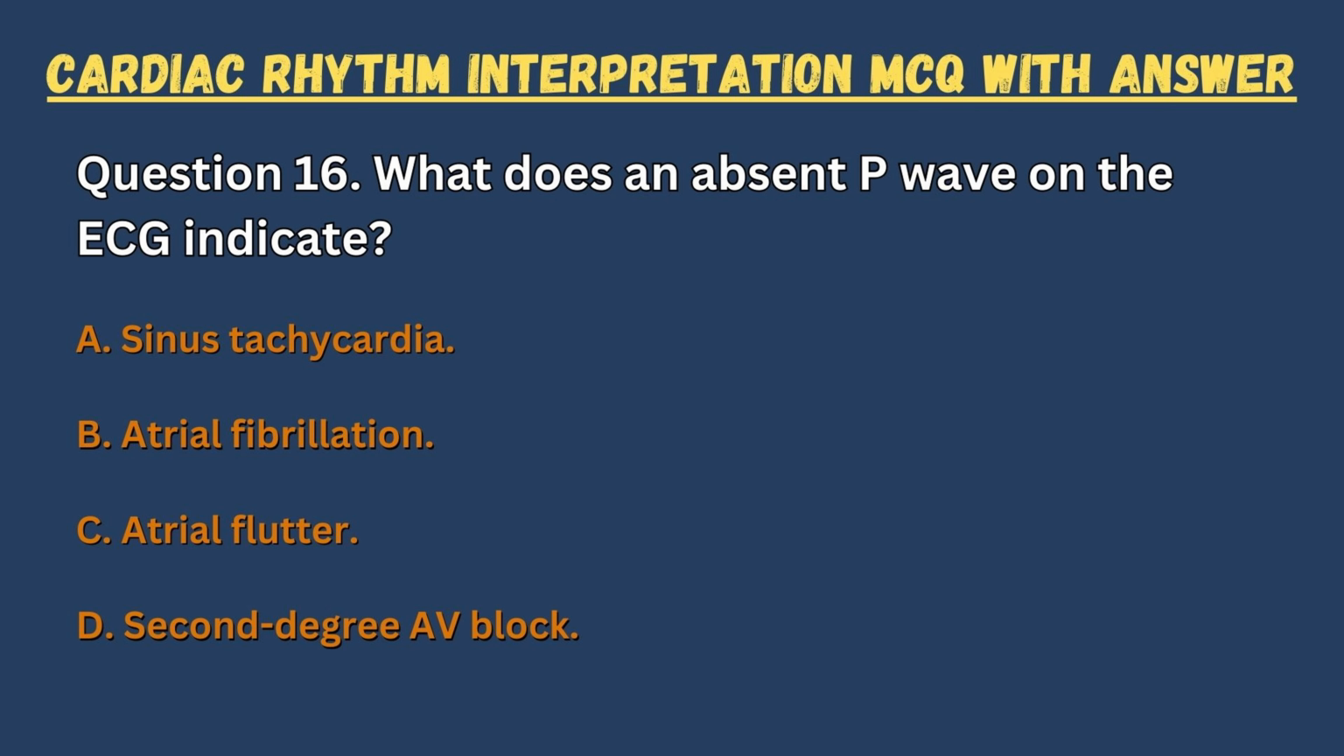Question 16. What does an absent P wave on the ECG indicate? A. Sinus tachycardia. B. Atrial fibrillation. C. Atrial flutter. D. Second-degree AV block.